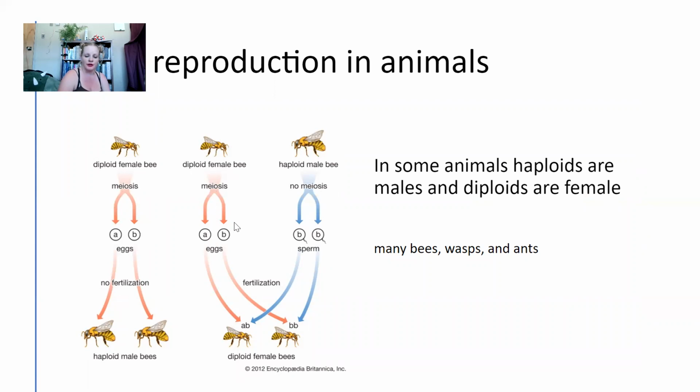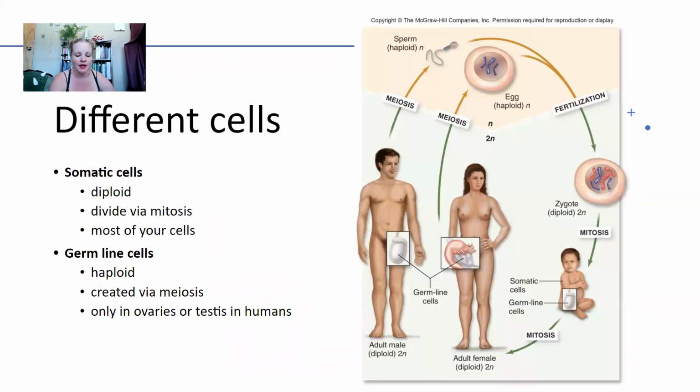Our female, our queen, is going to produce eggs through meiosis. They're going to find each other, and now we have two diploid female bees. So this is pretty cool. I like this little exception to the rule. It's pretty neat. And again, we tend to find them in this group: bees, wasps, and ants. And they're cool.